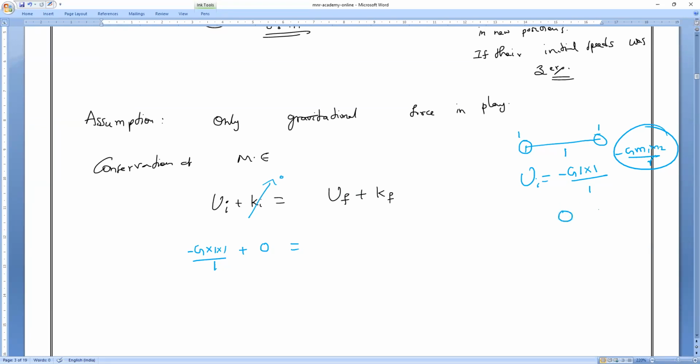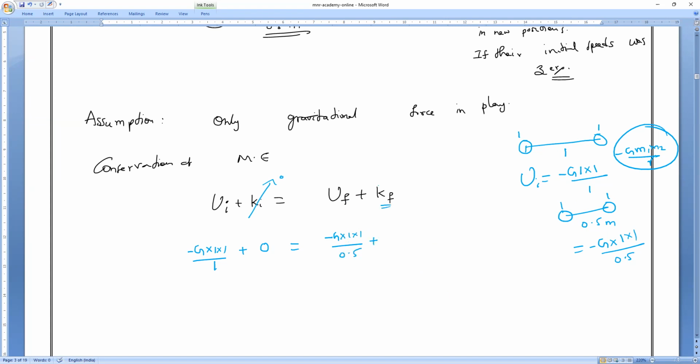Finally the bodies came to what distance, everyone? 0.5 meters. So what is the formula? Minus G into M1, which is 1 kg, M2 is also 1 kg, distance is 1 into 1 divided by 0.5. So minus G into 1 divided by 0.5.